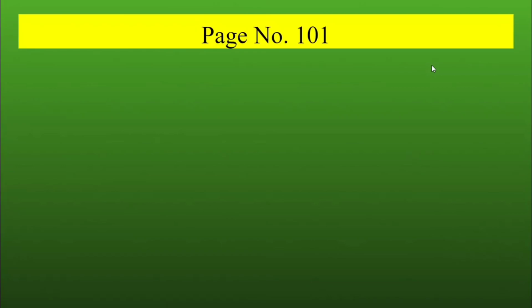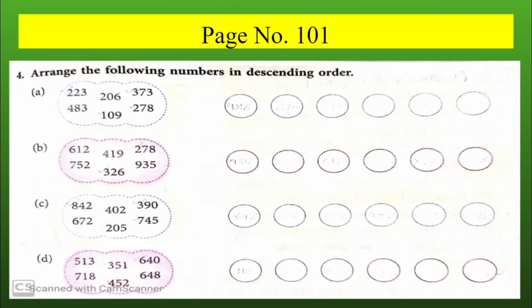Now let us do question number 4 from page number 101. Let us arrange the following numbers in descending order. So here we have to arrange these numbers in the descending order, that is from the greatest or the largest number to the smallest number. So let us do the A part. So here the numbers are 223, 206, 373, 483, 109 and 278.